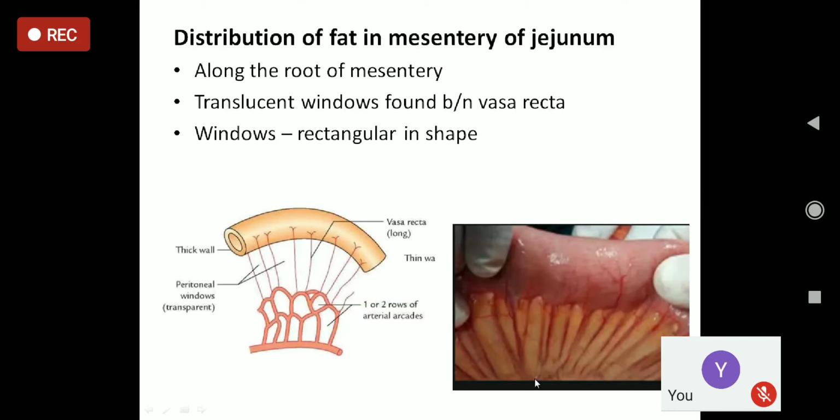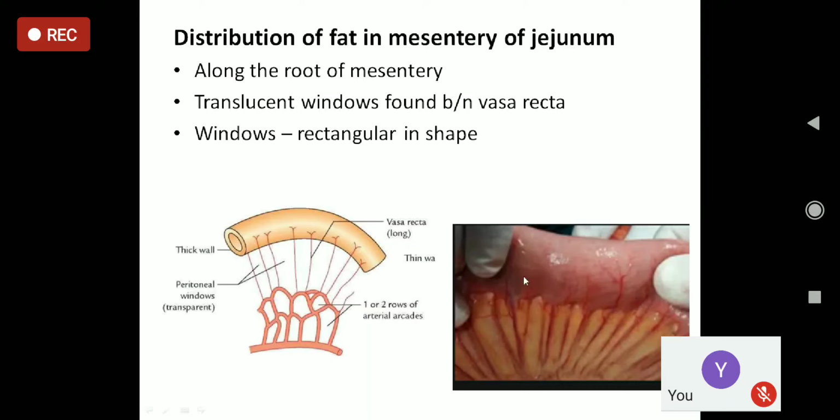So these are the vasa recta, seen very nicely in this figure. In between the vasa recta, you can see rectangular shaped structures, and they are known as the windows. In case of jejunum, as the fat is moved towards the root of the mesentery, these windows are transparent. So you find transparent or translucent windows in case of jejunum. This is one of the important differentiating points of jejunum from ileum. It's very important to understand this.